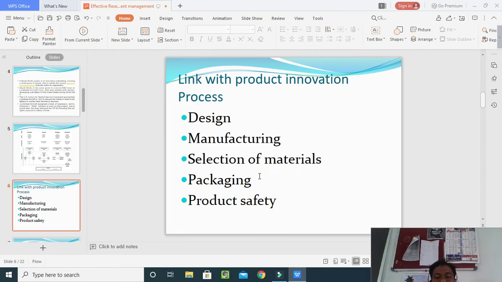Next one, packaging: after manufacturing, how the product is going to be packaged, whether it is getting any kind of leakage, or whether it is going to get damaged or not. The last one is product safety: whether the product is safe for everyone or not. So all these things come under the product innovation process.